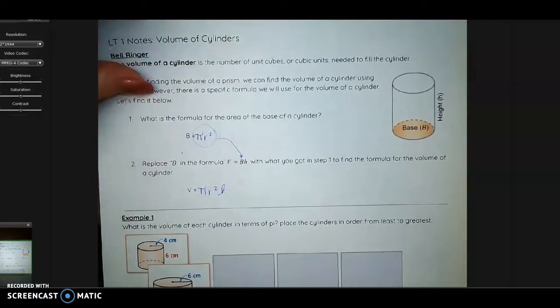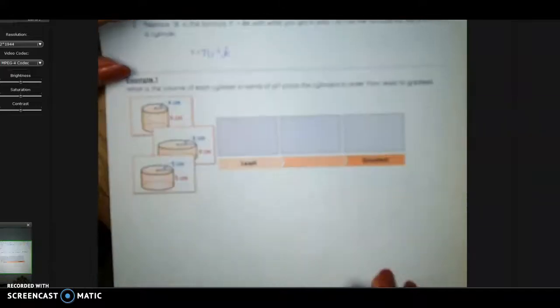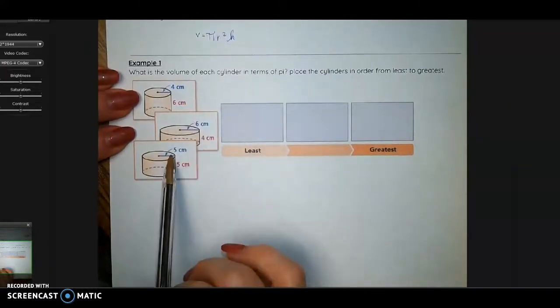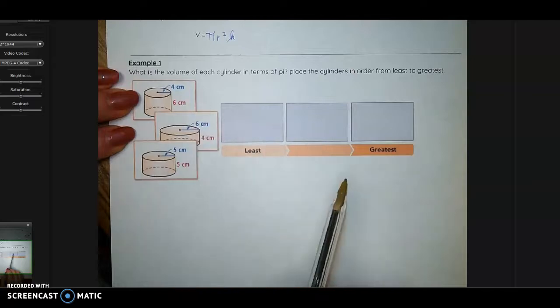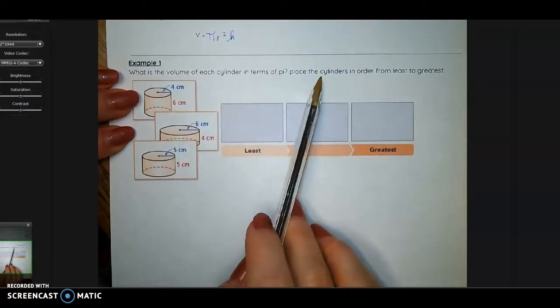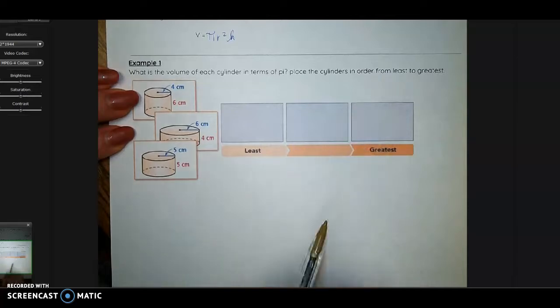So our first question down here is one that you might see on the air test or on digits, and they will give you these three different cylinders and they're going to want you to drag and drop them. And it says, what is the volume of each cylinder in terms of pi? And then place the cylinders in order from least to greatest.